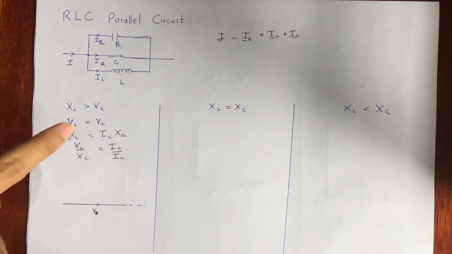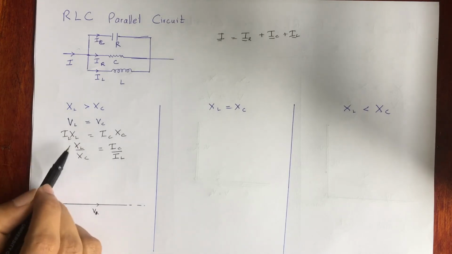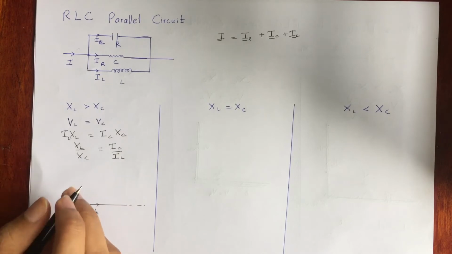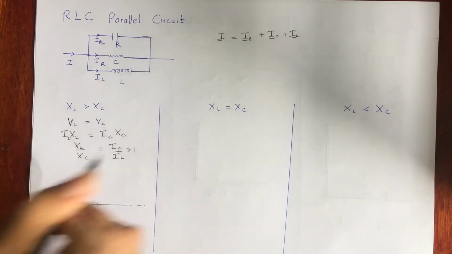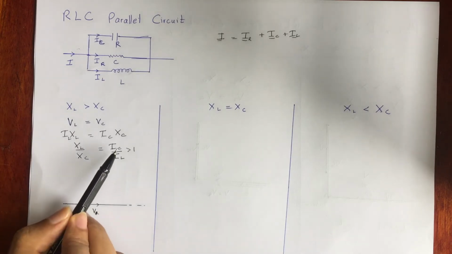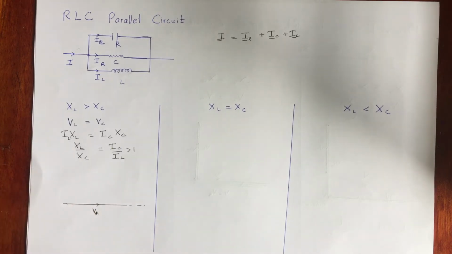Actually, we knew that XL over XC is greater than 1. So from that, XL over XC is greater than 1. From that, we can tell that IC over IL is going to be greater than 1. So these are the main things you need to know. If I use that, we can tell that IC would be greater than IL.